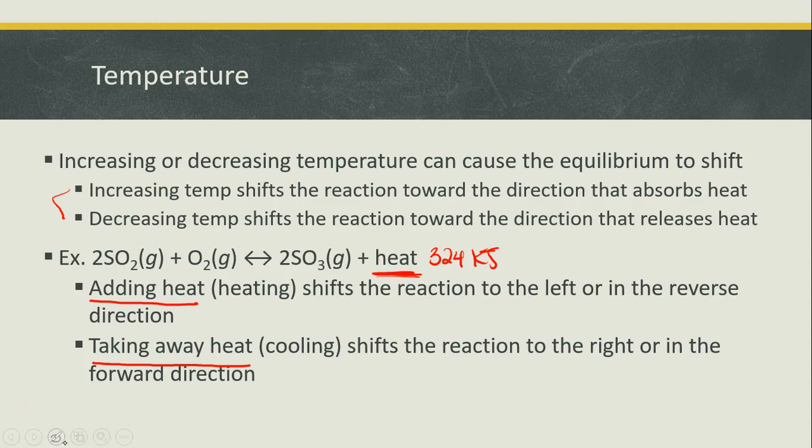Okay, if you add heat, where is that at? Well, heat is on the right side. So this is quite like last time.